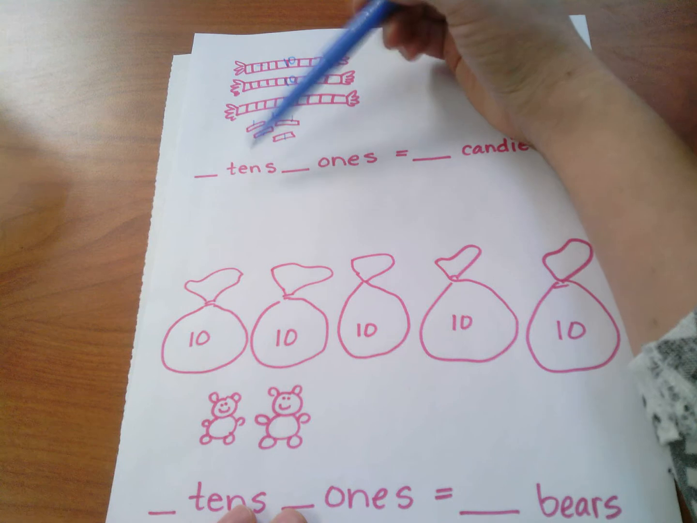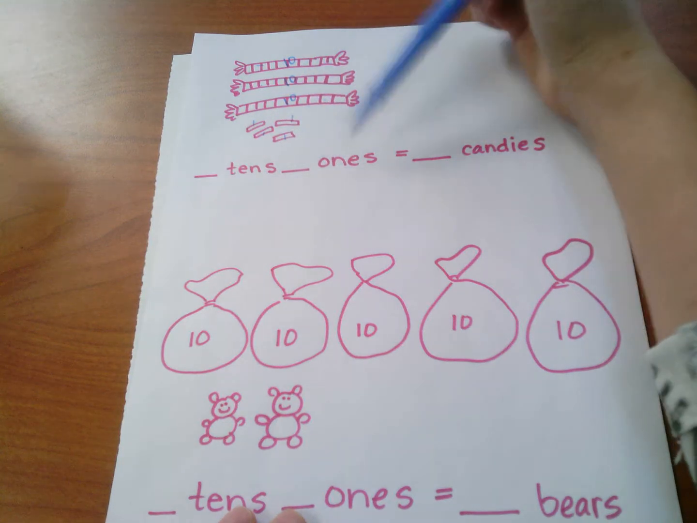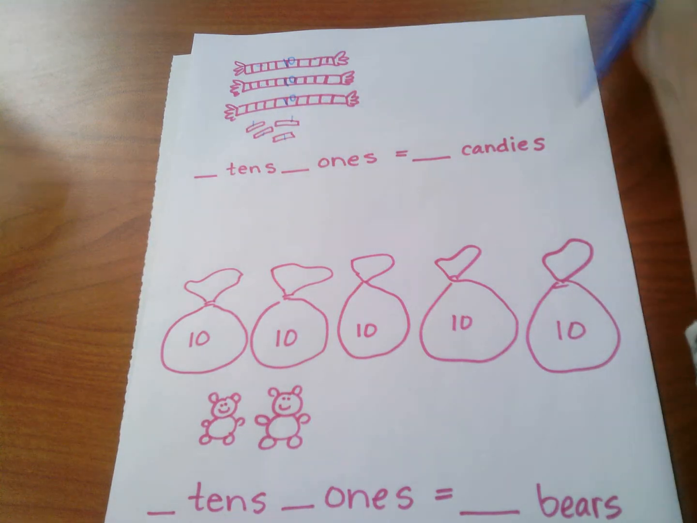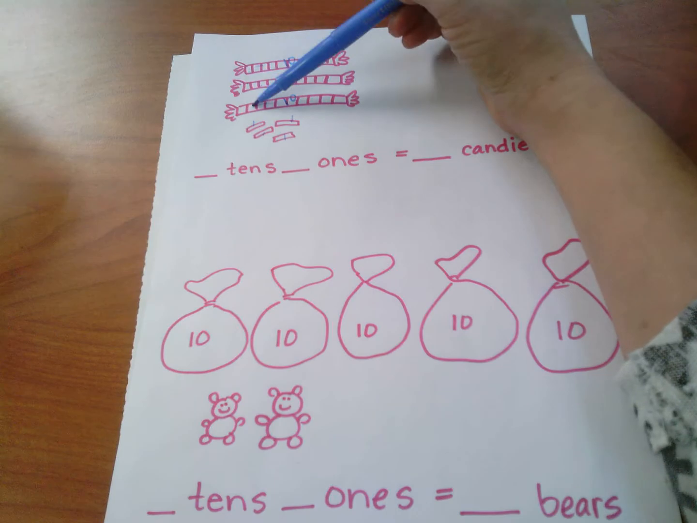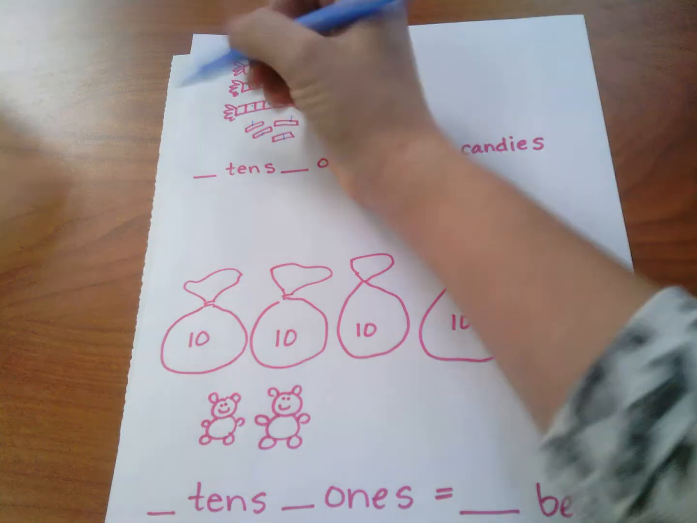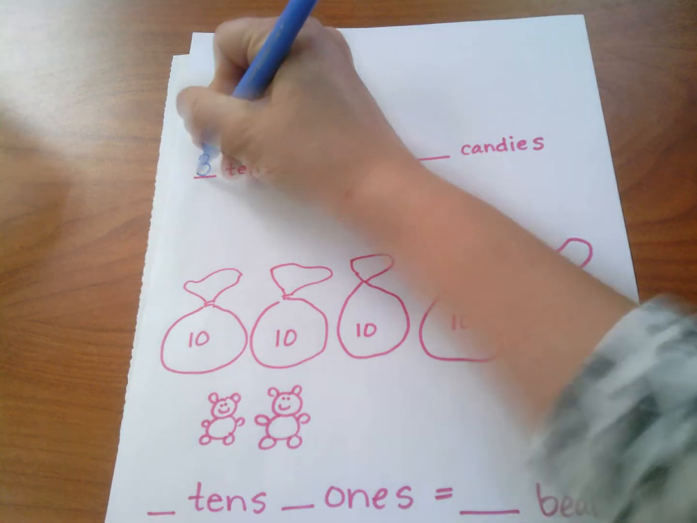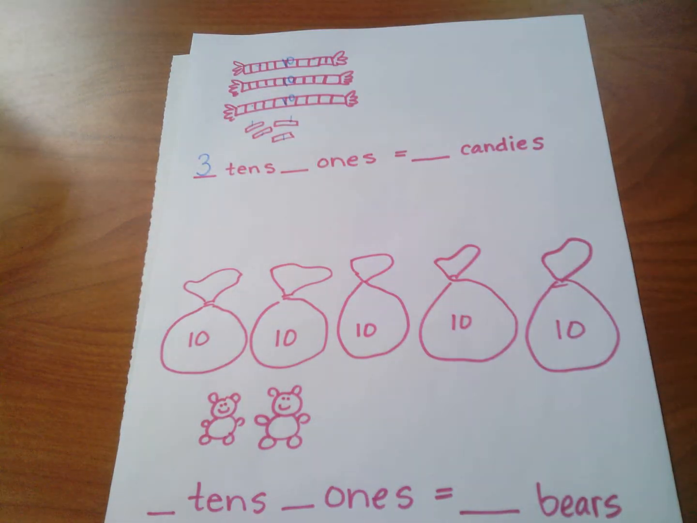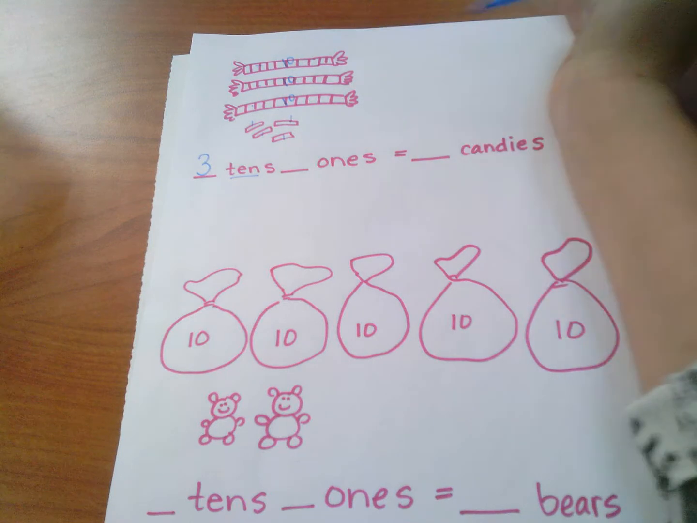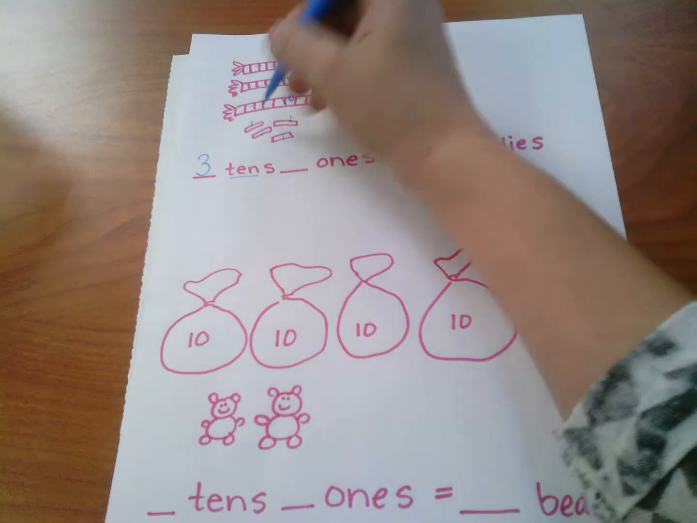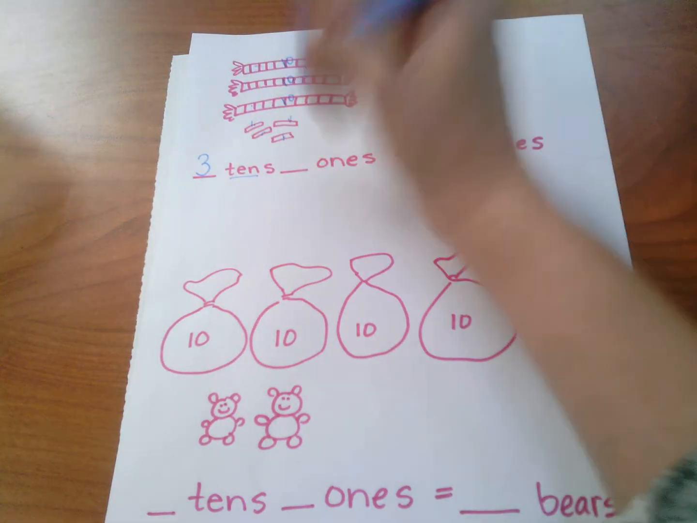So it says blank tens, blank ones equals blank candies. So how many tens do I have? I have 1, 2, 3 groups of tens. So I'm going to write 3 here. I'm not going to write 30, and I know that's kind of confusing, but it's saying tens. So I have 3 tens, and then how many ones? 1, 2, 3, 4 ones.